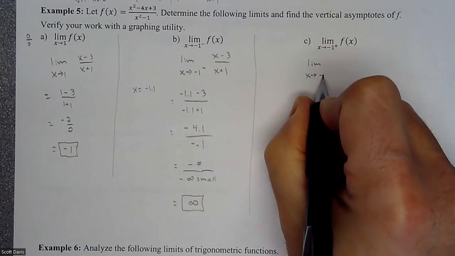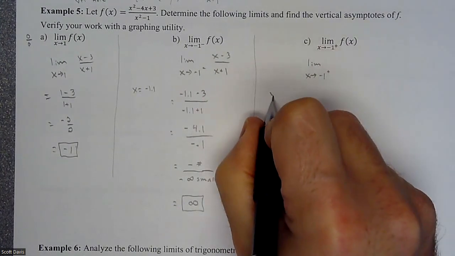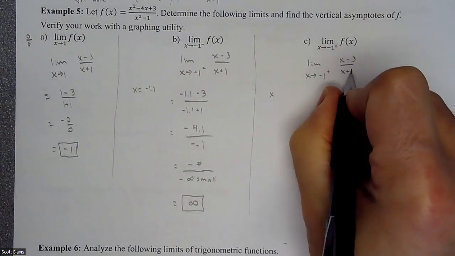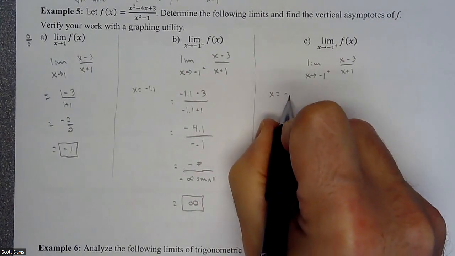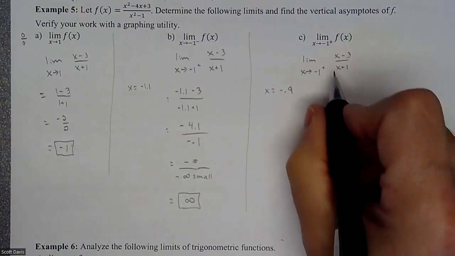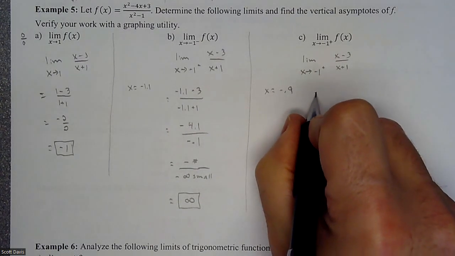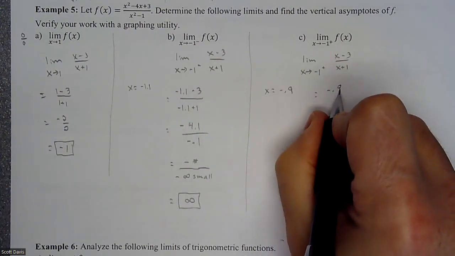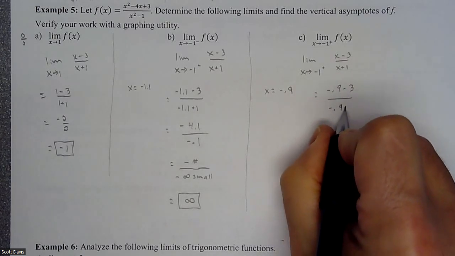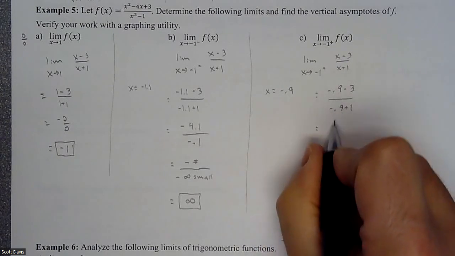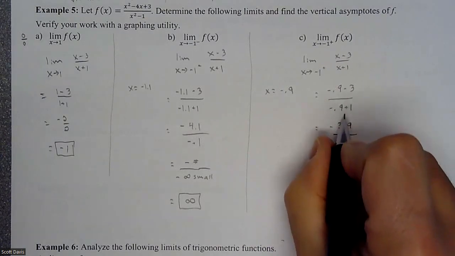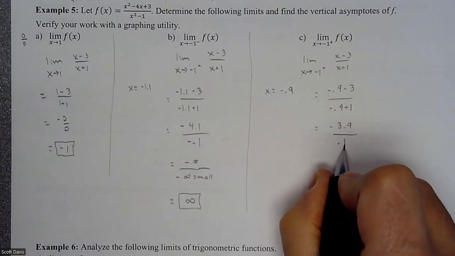So as x approaches -1 from the right, in our x minus 3 over x plus 1, our x could be -0.9. That would be a value just to the right of it. So we're doing the exact same thing: if we plug it in, we're going to get -0.9 minus 3 divided by -0.9 plus 1. So we are looking at -3.9 over a positive 0.1.